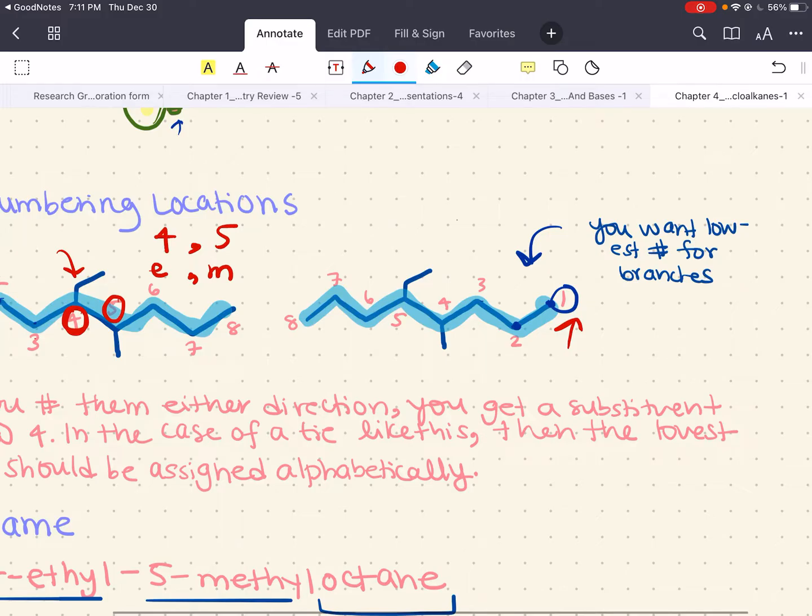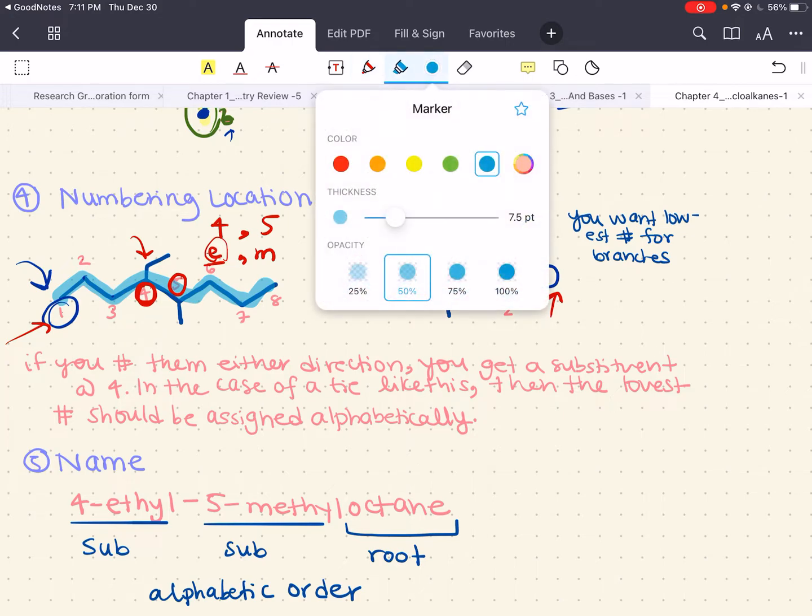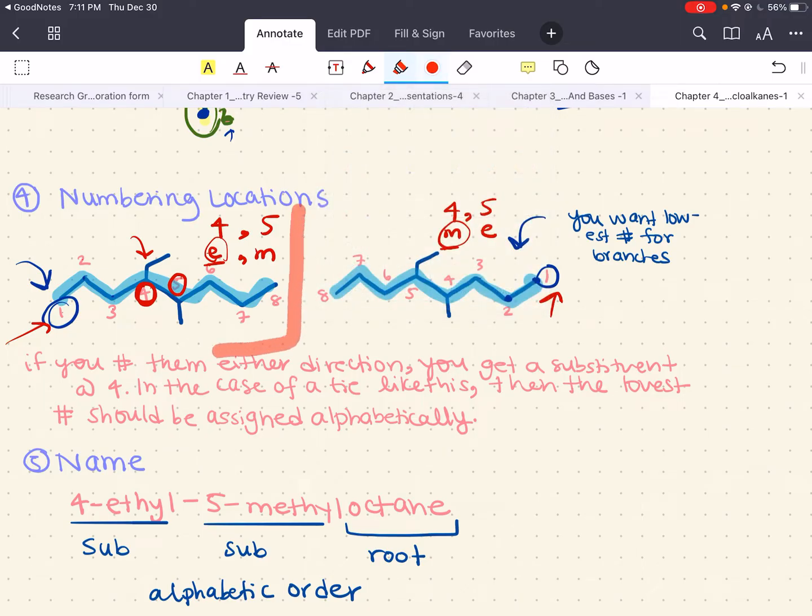And in this one, we had 4 and 5 as well. But at 4, we had our methyl, and at 5, we had our ethyl, all right? So now we're going to be competing alphabetically, all right? At position 4, this one has an ethyl group, and the other one has a methyl group, all right? Which one comes first alphabetically, E or M? Obviously, E, all right? So we're going to go ahead and go with this numbering style, all right?